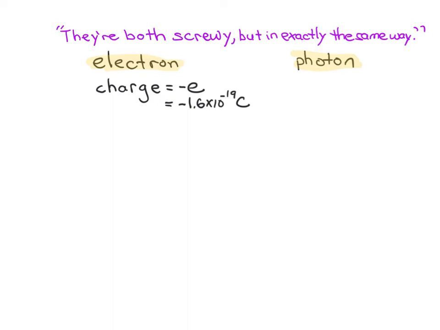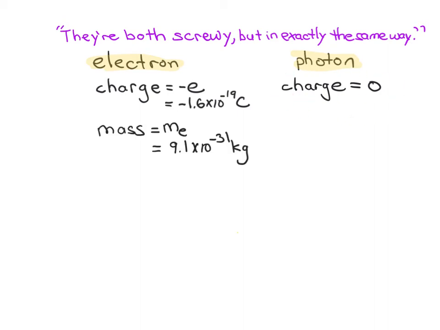So an electron is a charged particle. It has a negative charge, of course, of minus e, minus 1 elementary charge unit, or minus 1.6 times 10 to the minus 19 coulombs. Photons, on the other hand, have no charge. Electrons have mass. They don't have much mass, but they have mass, which we typically call m sub e. And the mass of an electron is 9.1 times 10 to the minus 31 kilograms, very small but non-zero. Photons, on the other hand, have no mass.